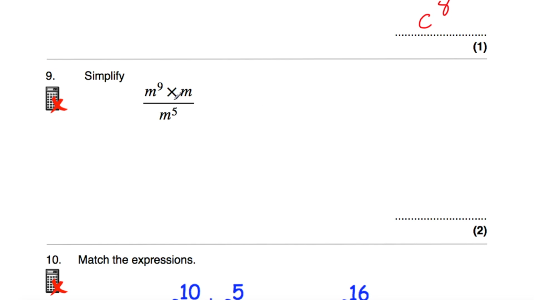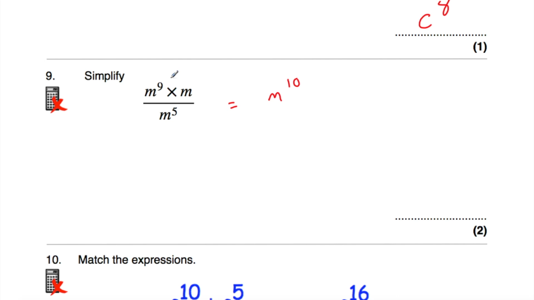Okay, next, question number 9. We've been asked to simplify m to the power of 9 times m divided by m to the power of 5. So let's deal with this numerator to begin with. We've got m to the power of 9 times m. So that means we've got m times m times m, and we've got 9 of them multiplied together, and then another 1. So altogether there'd be 10 m's multiplied together, so that'd be m to the power of 10.